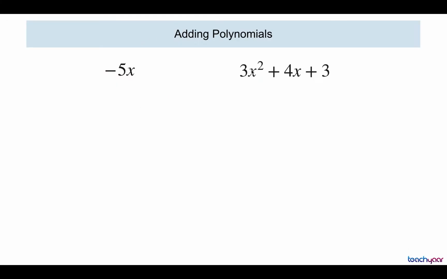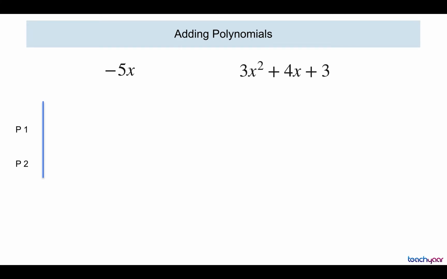These are the two algebraic expressions or polynomials that we're trying to add. In this case, this is actually a monomial, right? It's just one term, minus 5x. The second polynomial is 3x squared plus 4x plus 3, which is a trinomial, right? It's got three terms. So what do you do? Well, let's jump straight into the approach.